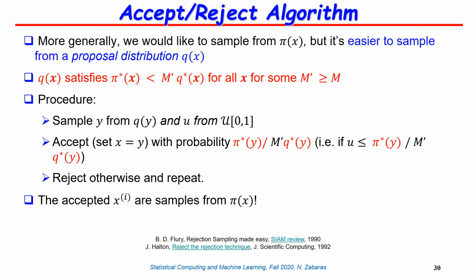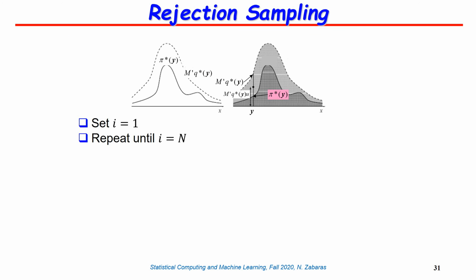So let me show you pictorially this algorithm. So here is my distribution pi star. Again, that's my normalized distribution, and the dotted is m star q star. M star is some constant that I selected in such a way that I am above the distribution pi star, but not too much above. My distribution Q of y is the proposal distribution that, the assumption is, is easy to sample from.